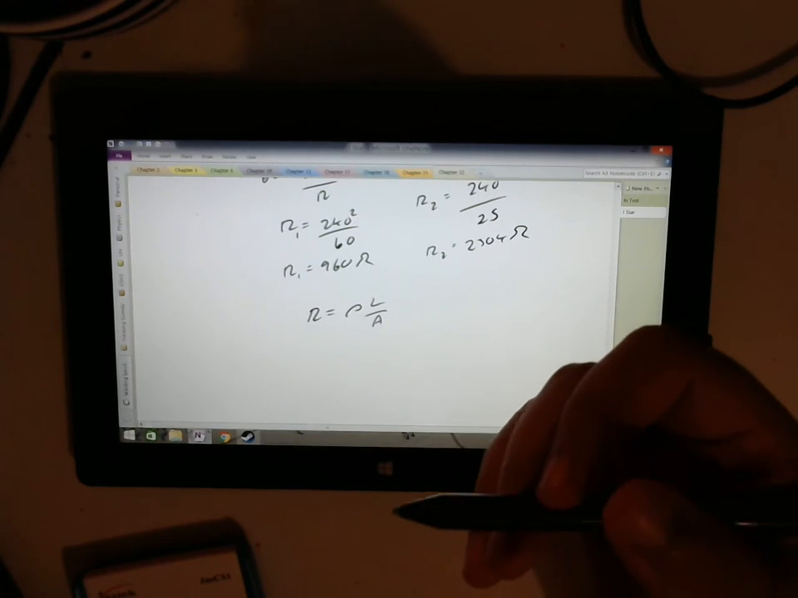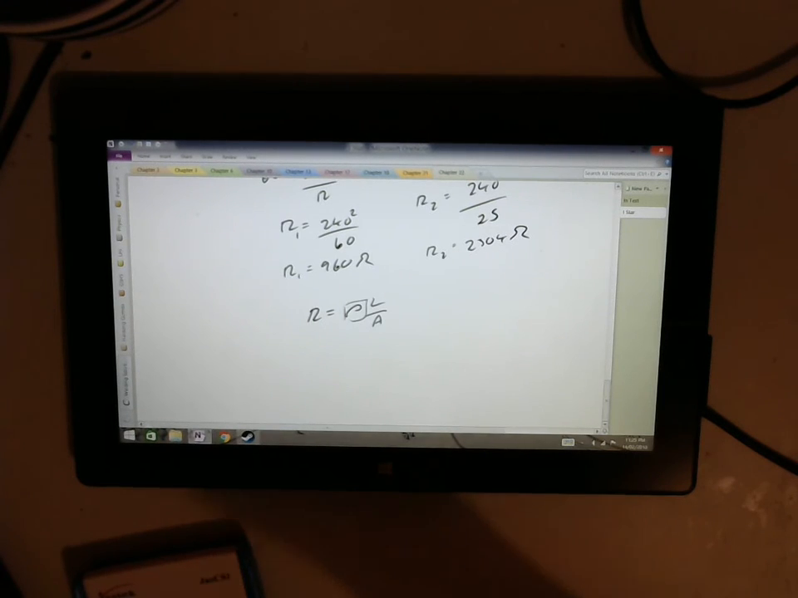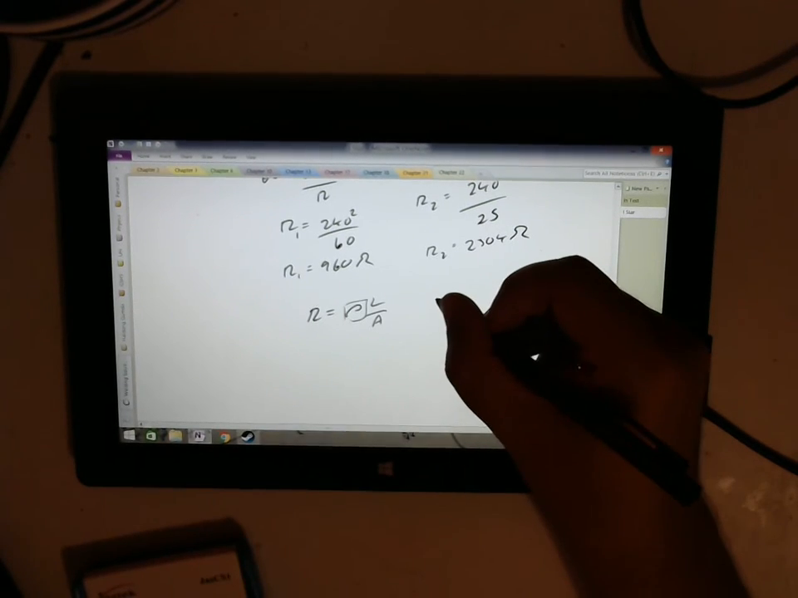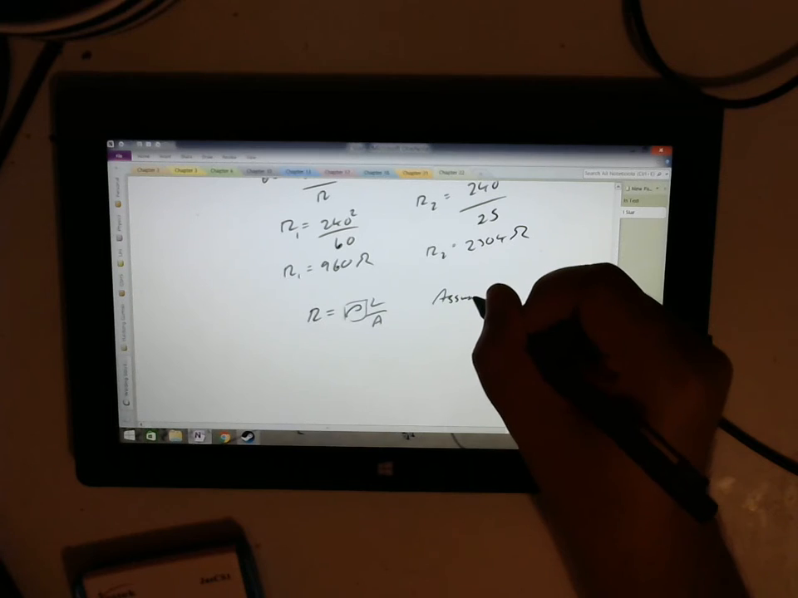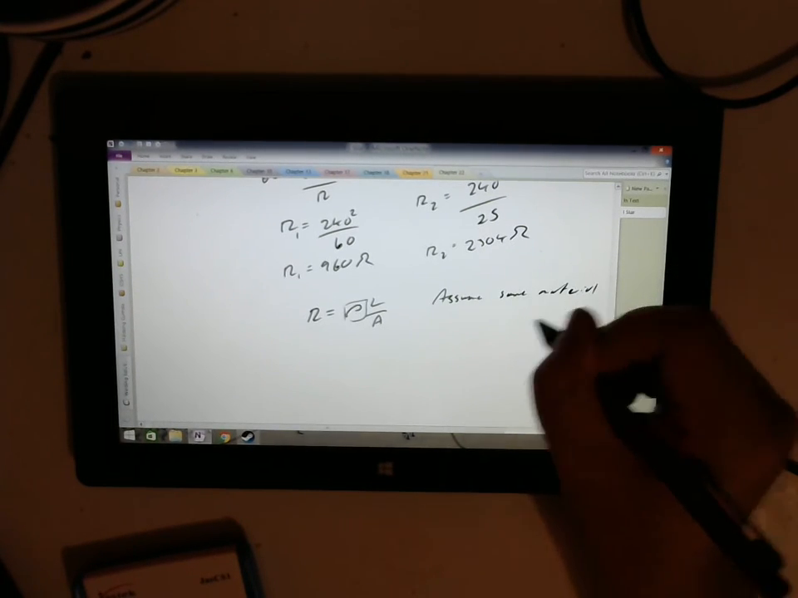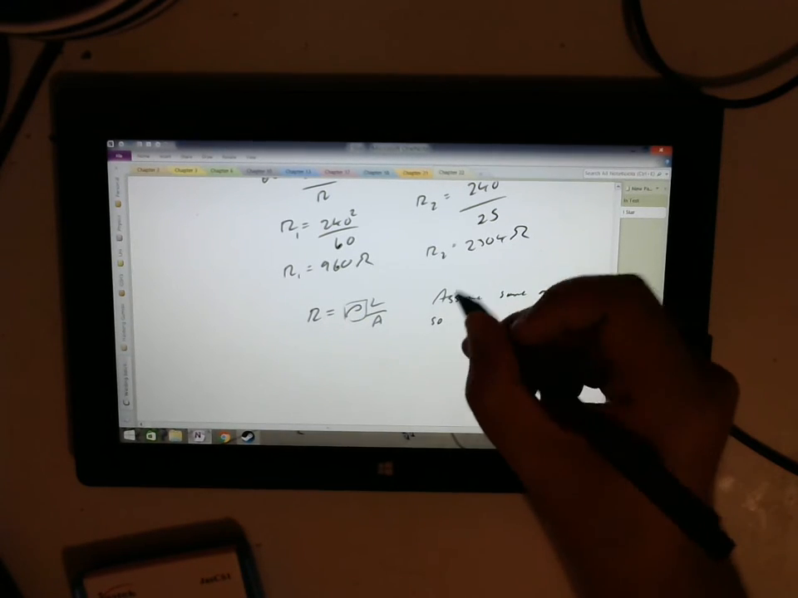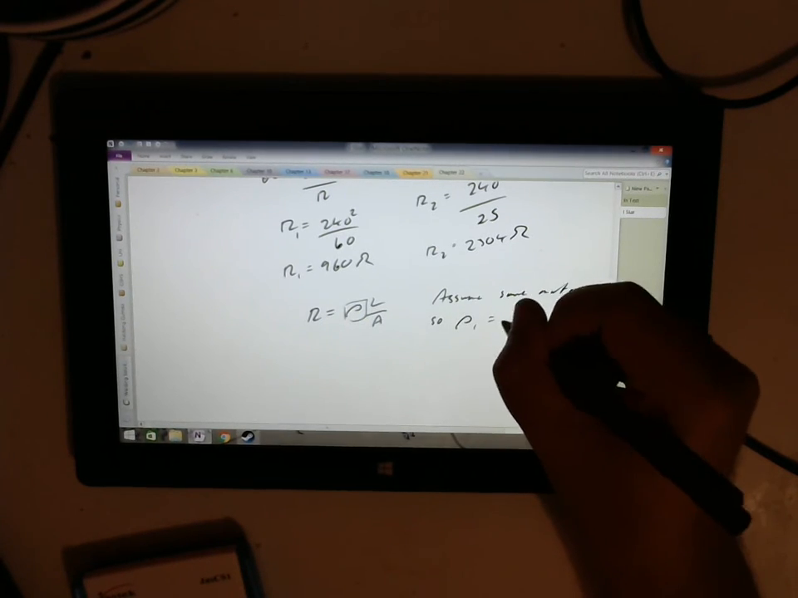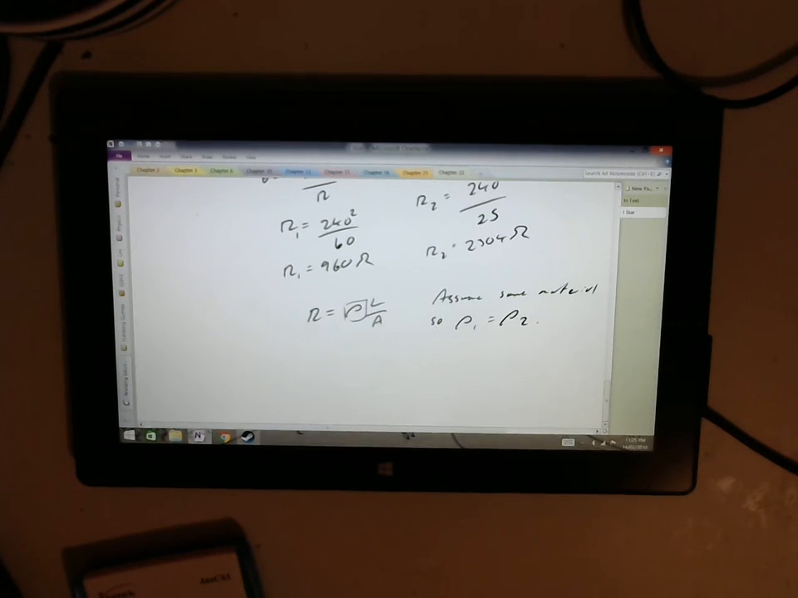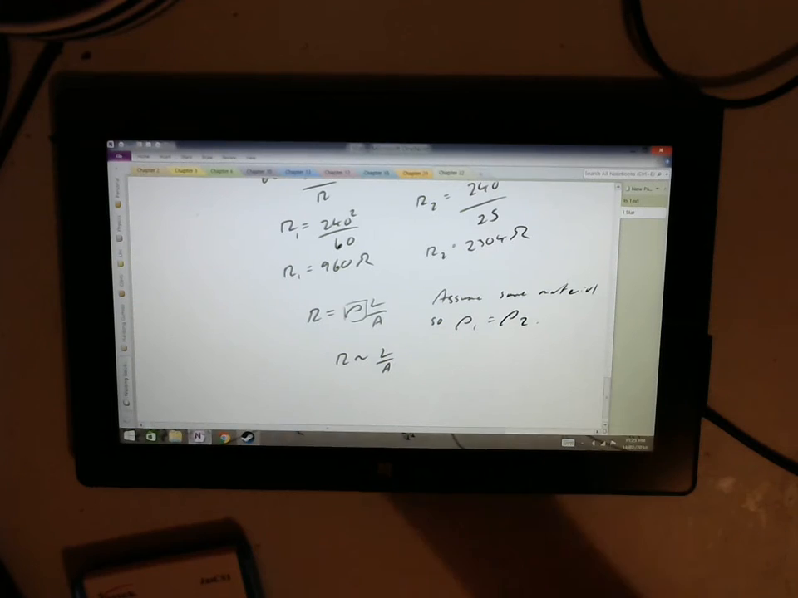So what assumptions do we have to make? We can assume that it's the same material. Okay? Assume same material. So rho 1 equals rho 2. Now we just care that resistance is proportional to length over area.